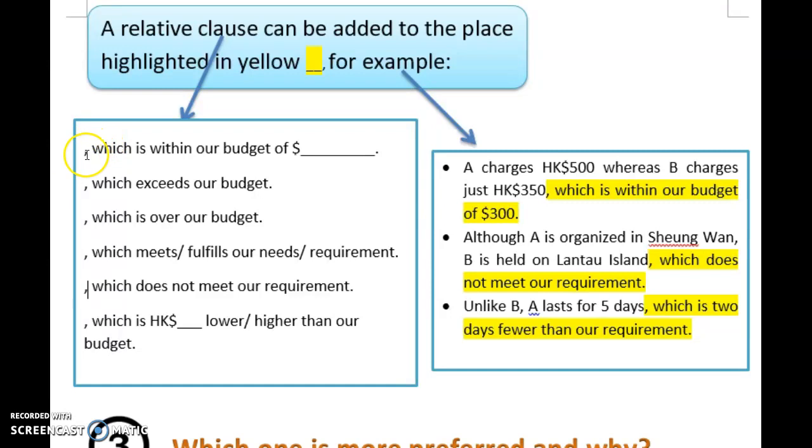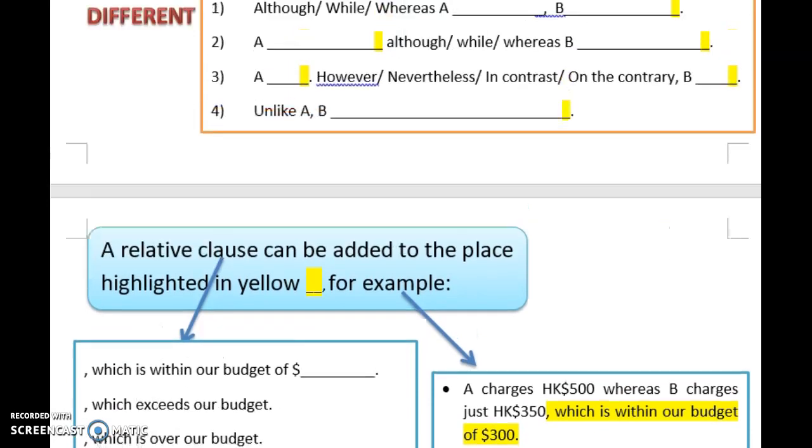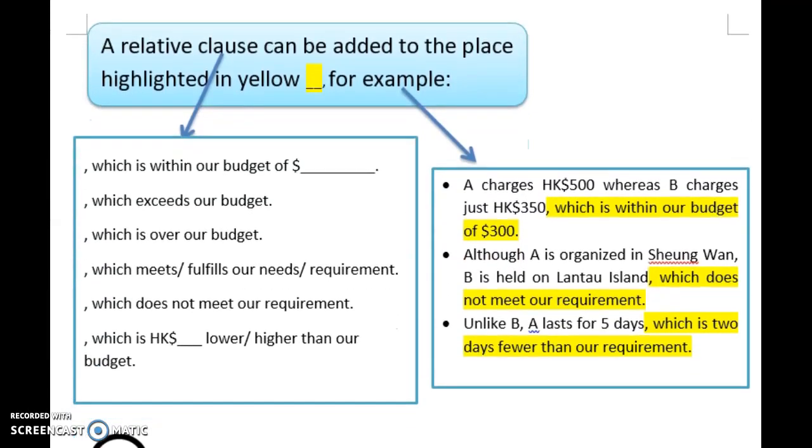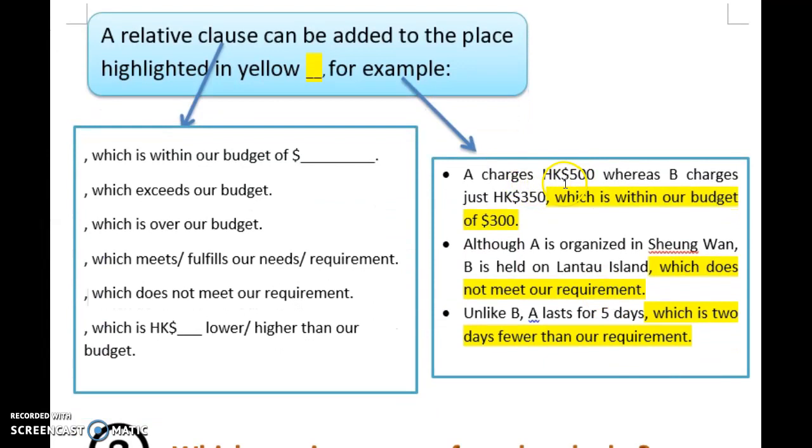Don't forget, we need to put a comma. So if you insert a relative clause into these places, the sentences will become: A charges $500, whereas B charges just $350. Oh, what does it mean by $350? Oh, $350 is within our budget. What is your budget? $300. Okay?